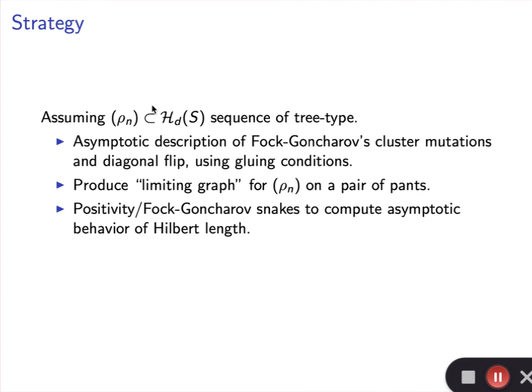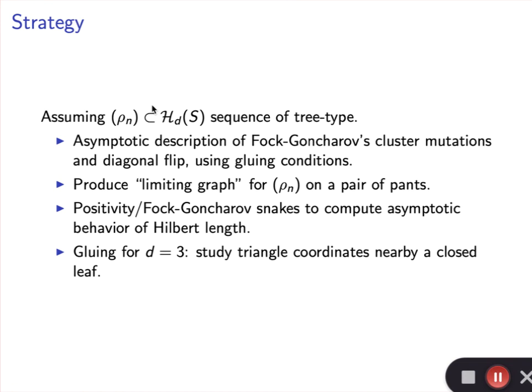And in dimension 3, we have this extra result where we can glue pairs of pants. Here, the main achievement is to describe triangle coordinates nearby the closed leaf and keep track of what these triangle coordinates look like, mainly to be able to prove that if I take triangles spiraling towards a closed leaf, the triangle parameters of these triangles stay bounded.